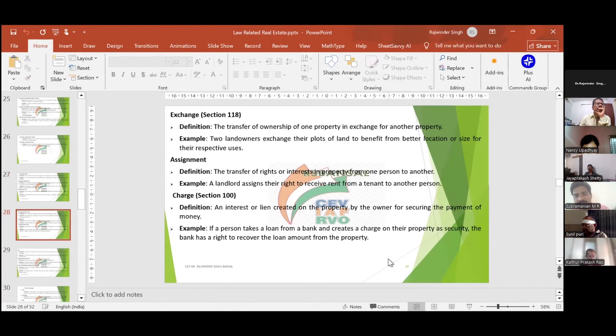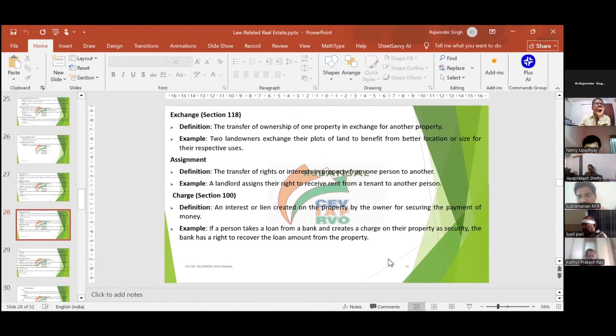Then exchange. So exchange is done under section 118. It is transfer of ownership of one property for another property. See here, it is not for a price paid. It is exchange of property for one property to another property.